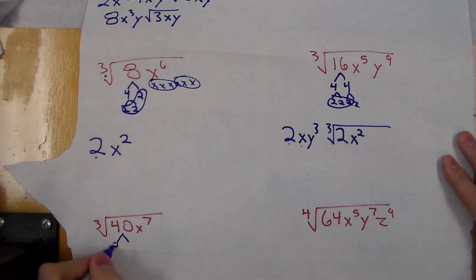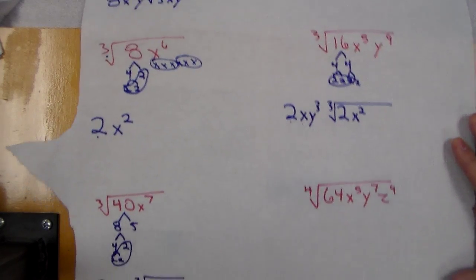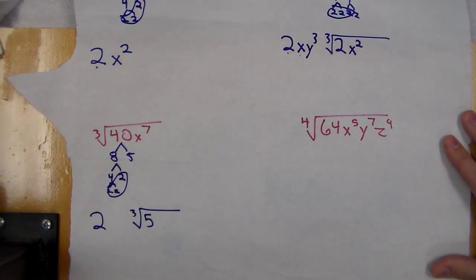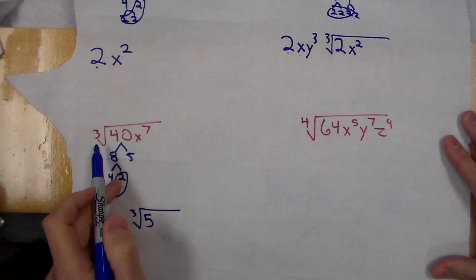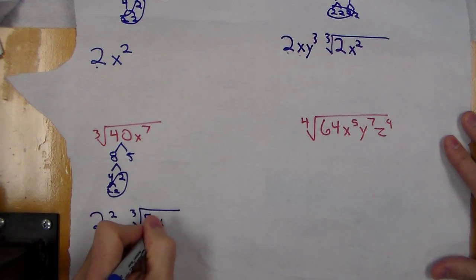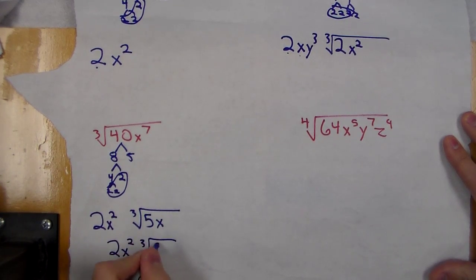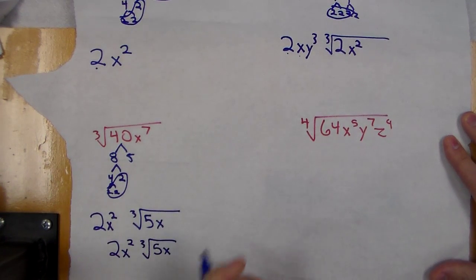For 40, 40 is 8 times 5, which 8 gets the set of 2's out. 5 stays inside. X to the 7th is going to have 2 sets of 3, because that's 6 of them. 1 remaining, put it there, so we could write this as 2x squared cube root of 5x.